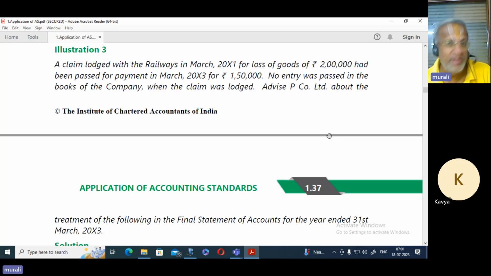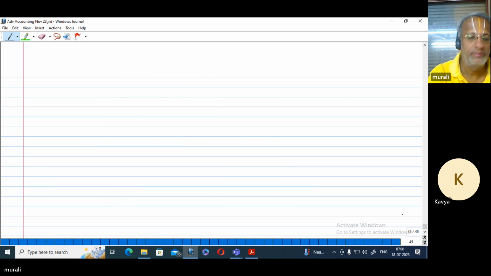Therefore, it is not a prior period item, but it should be recognized only when there is certainty of collection, only to that extent of amount that can be collected. You can recognize revenue only then; until such time, this cannot be accounted. Therefore, not accounting when the claim was lodged cannot be considered as omission or as a prior period item, and it should be recognized for recovery only in March 20X3. Are you understanding, all of you? Kavya, are you clear? Yes, sir.